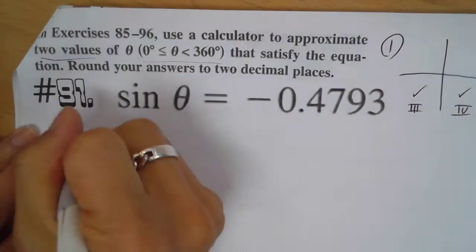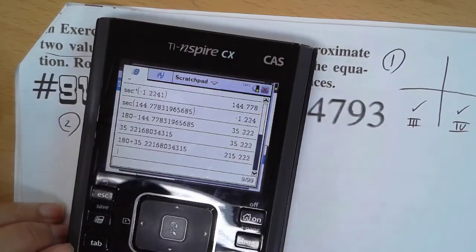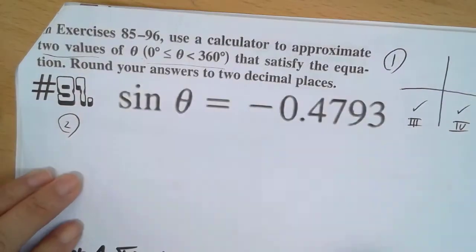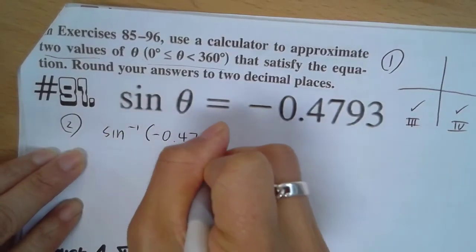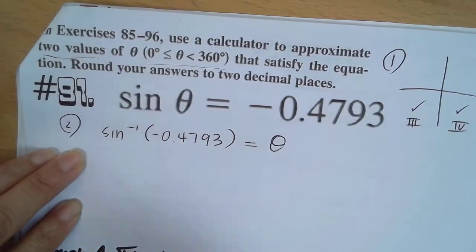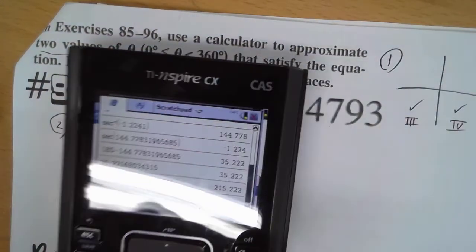So let's punch this into your calculator. That's your second step. So go ahead and take your calculator, turn it on. Inverse sine, oh, let's actually write the equation, guys. Sine inverse, then you'll never forget your steps in what to do. Remember, you have a ratio, you're looking for an angle. So let's go inverse sine.